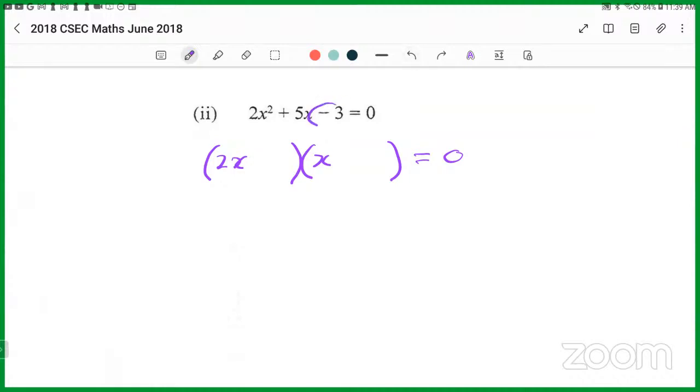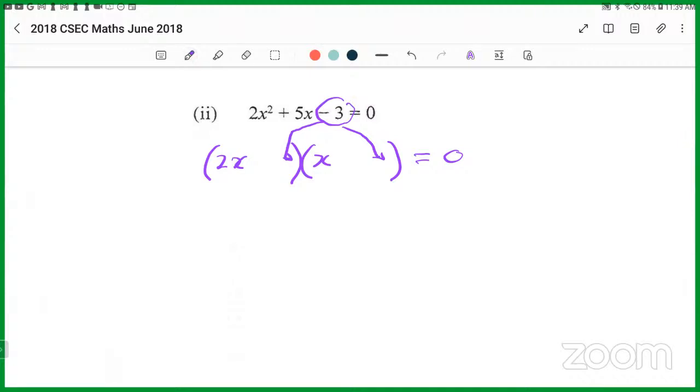When the sign is a negative, you're going to have opposite signs in the bracket, like you have plus and minus, or you have minus and plus. You must have opposite signs in the bracket. Why is that? Let me tell you why. Because this third value is a product of the value here and the value there.